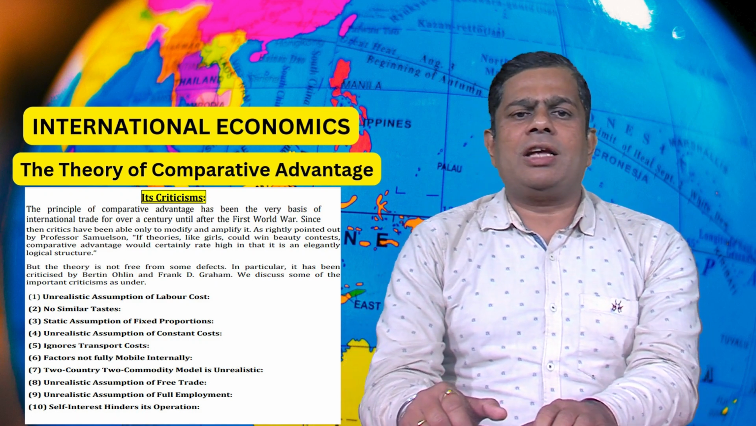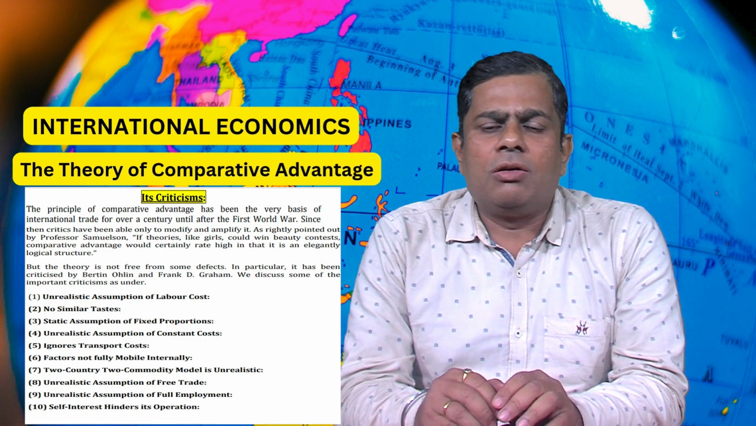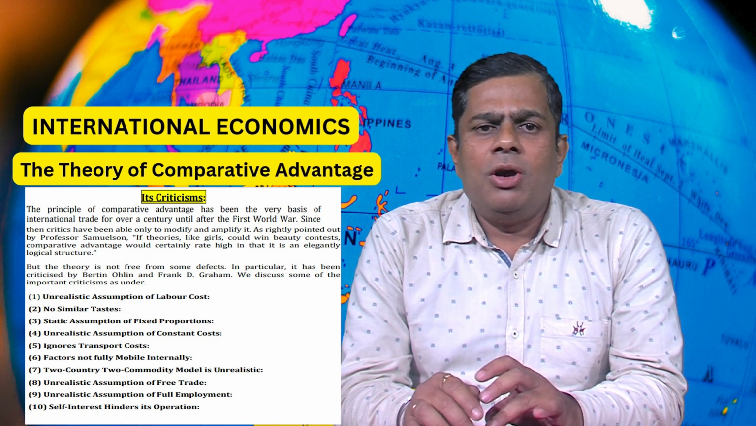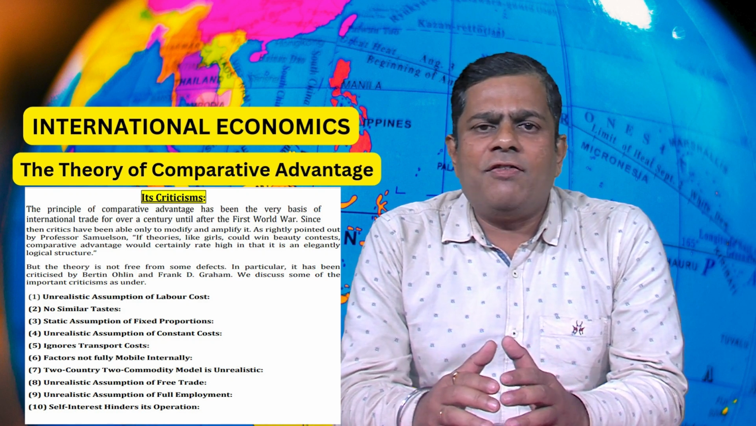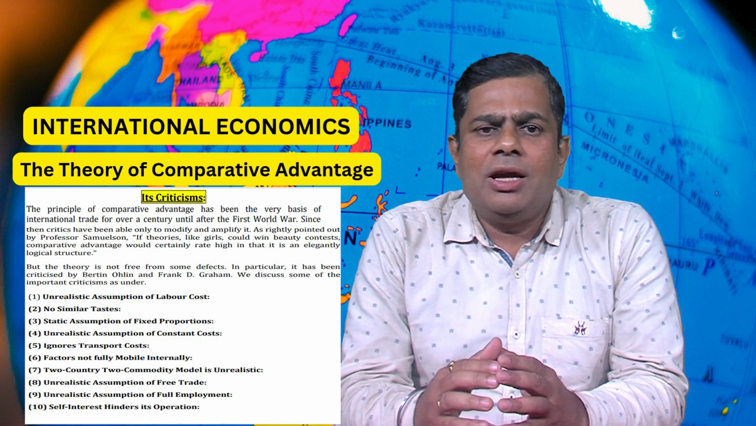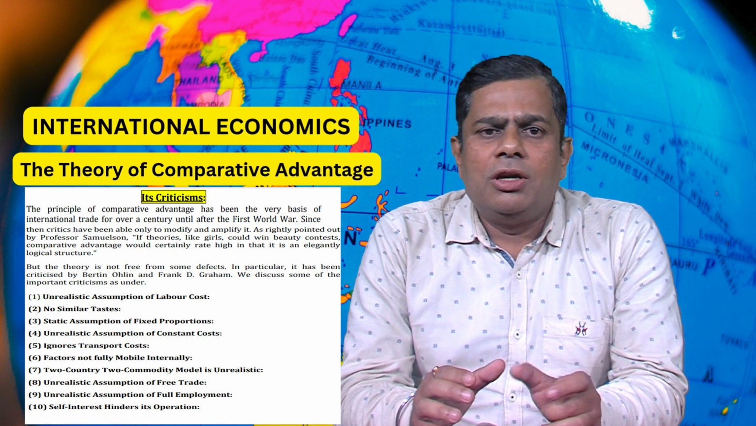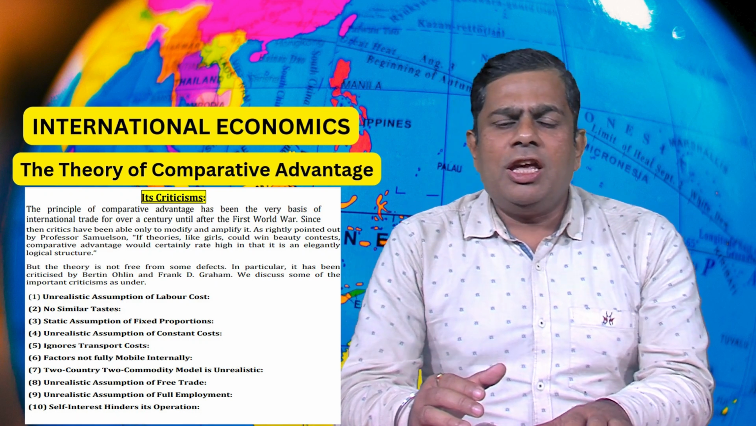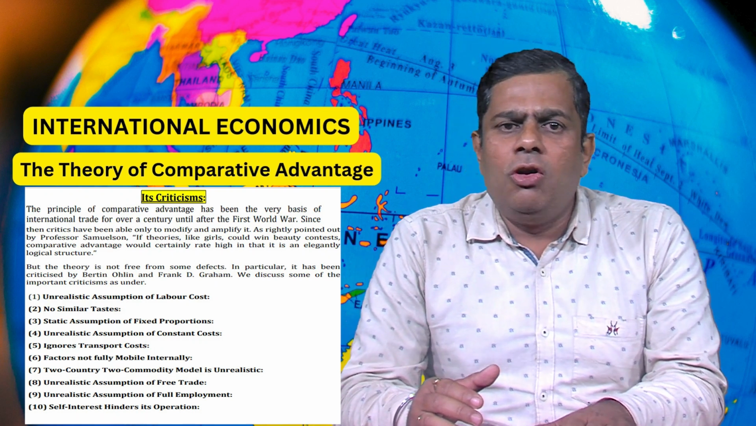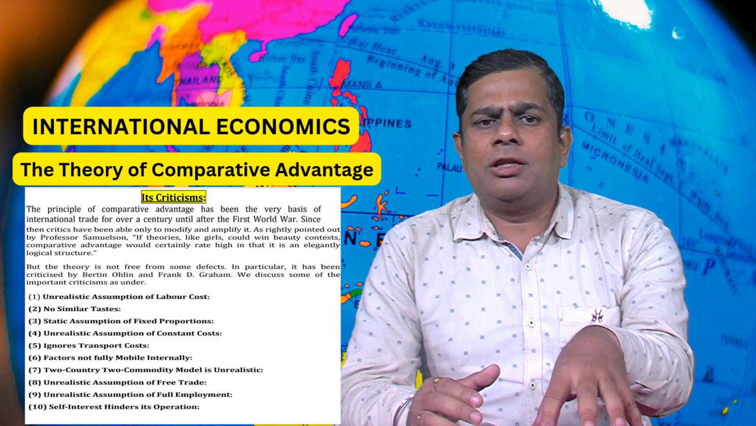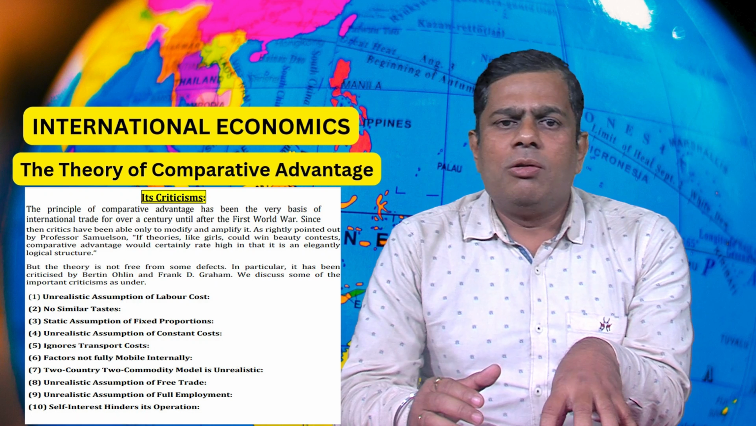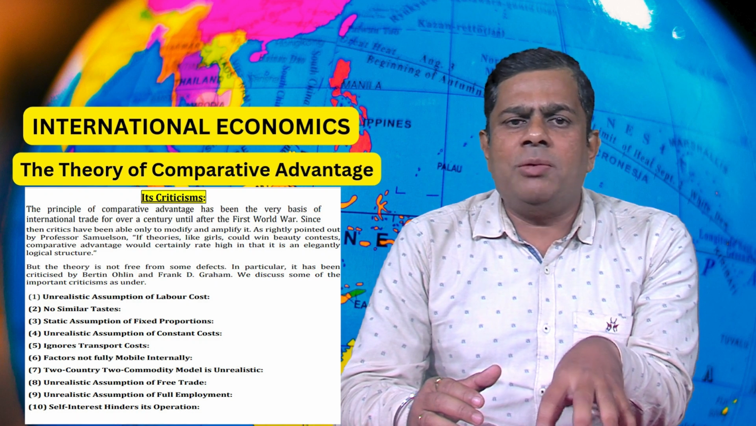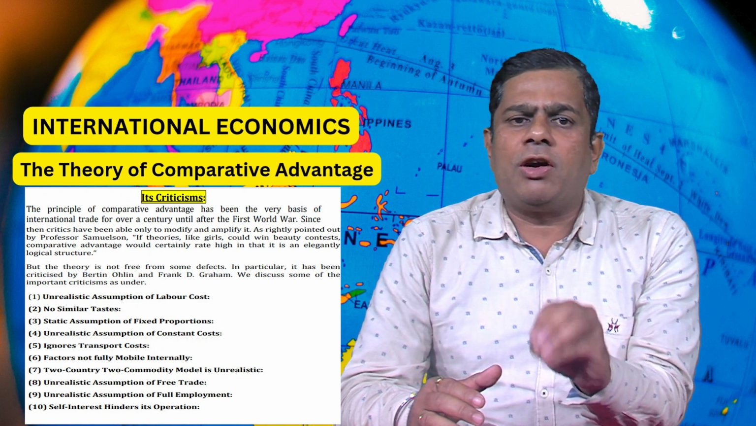Another criticism is that it ignores the transport cost. While giving this theory, Ricardo says that there is no transport cost. Now the transport cost has a high impact on the cost of production. If the transport cost is more, definitely the price of a good is going to be more. If the transport cost is very negligible or low, then the price of the goods may be low. So we cannot ignore the transport cost. It has a very large impact upon the cost of production of a commodity.